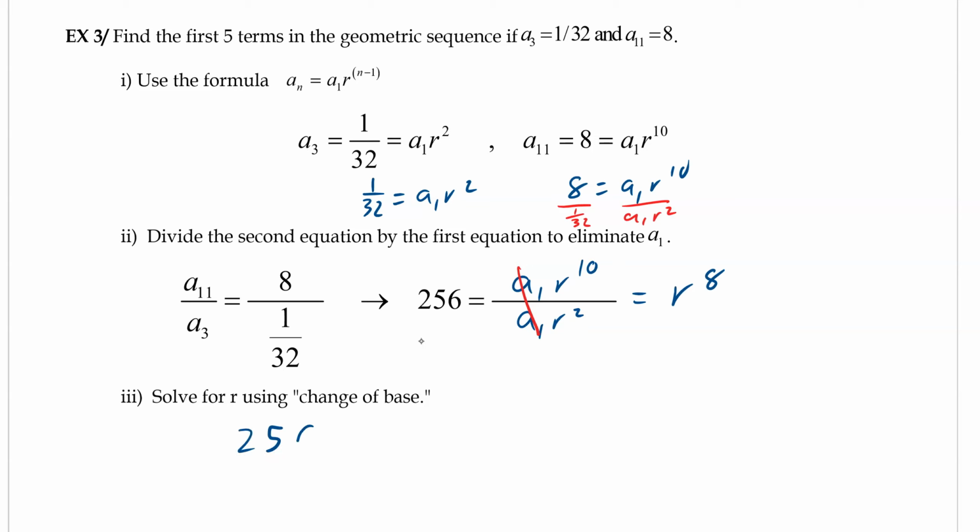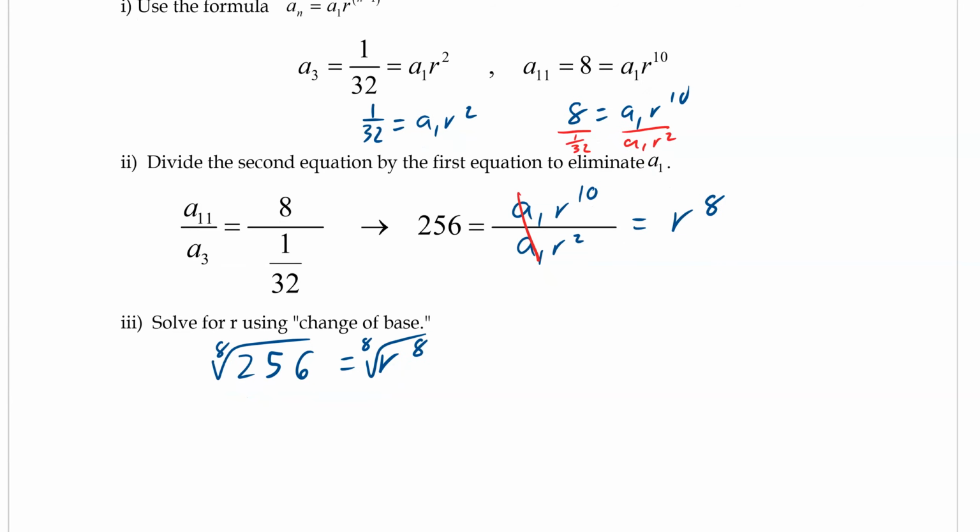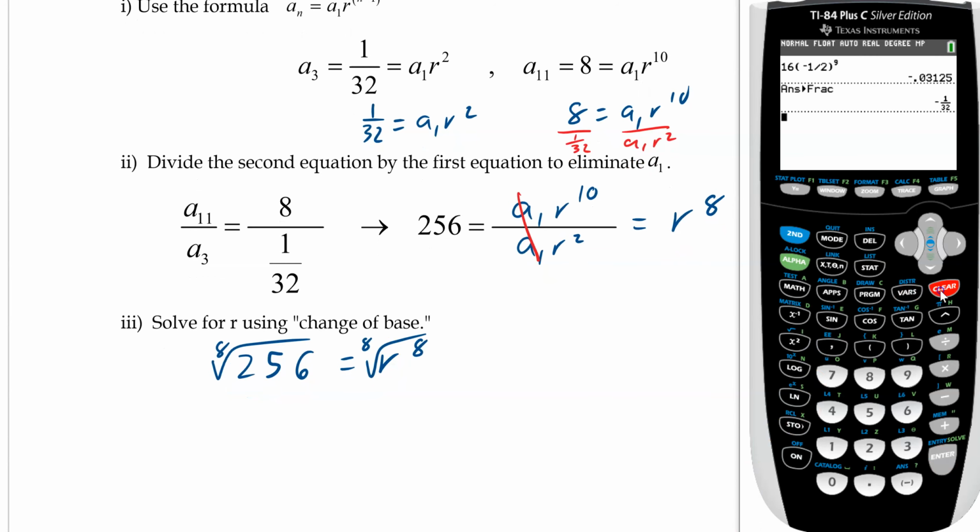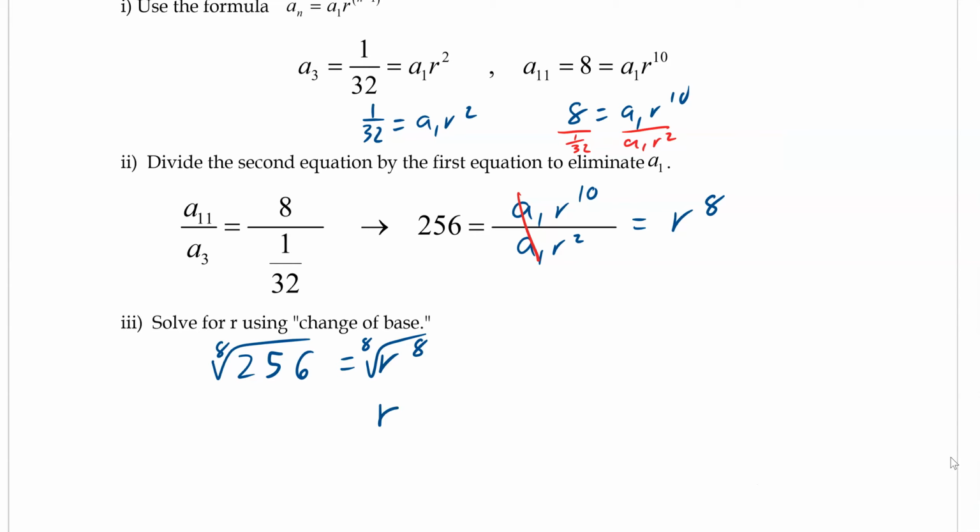So 256 equals r to the 8th. So now you just have to take the 8th root in your calculator. So we take 256, you do an exponent, and you put 1 divided by 8. That is the 8th root of 256. Hit enter and it says 2. So our ratio here is 2.